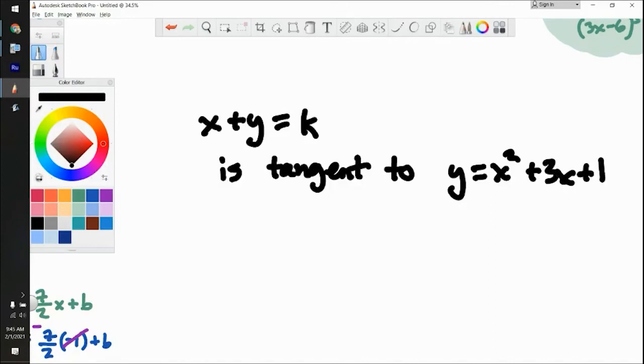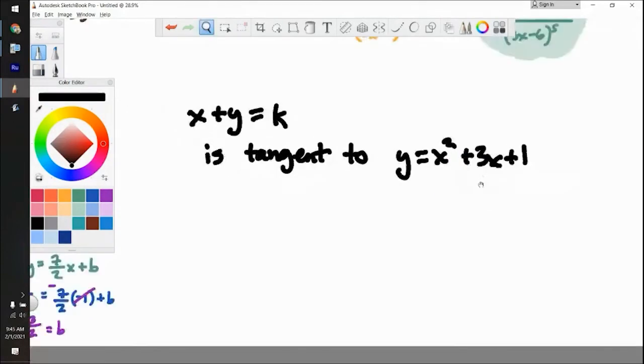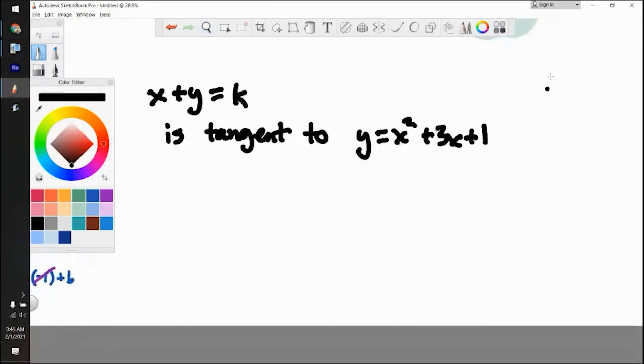I do a lot of threes and ones because that's like my initials. So if you're wondering why I always use the same numbers, I should think of different ones. Okay, it's tangent to this.